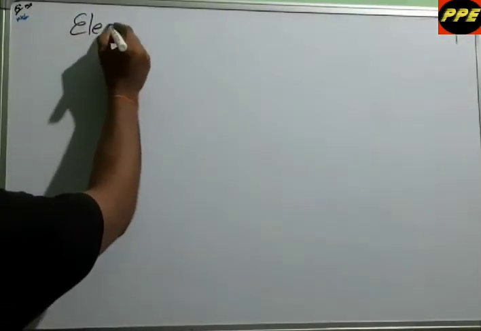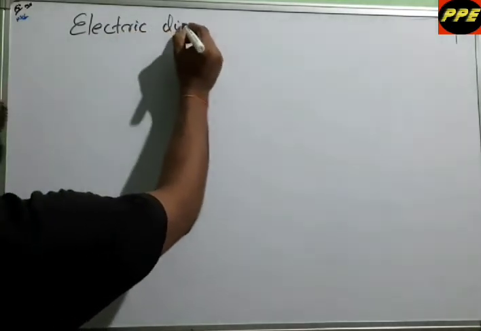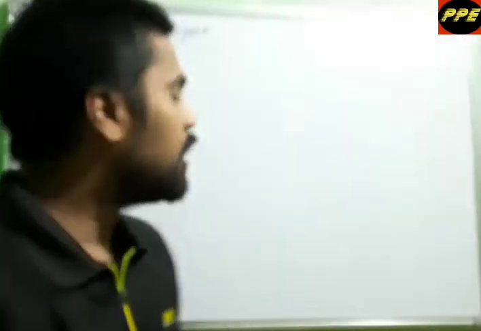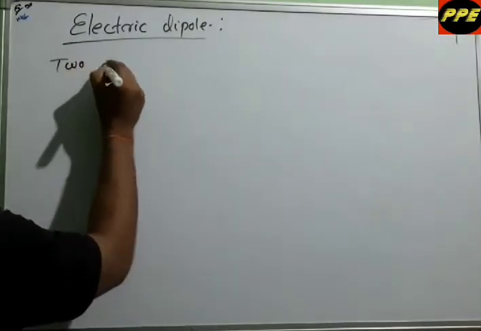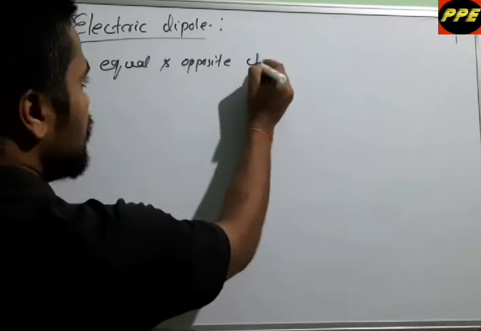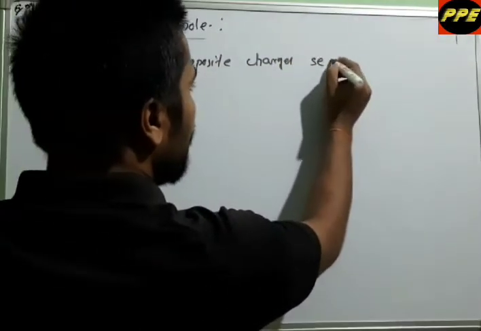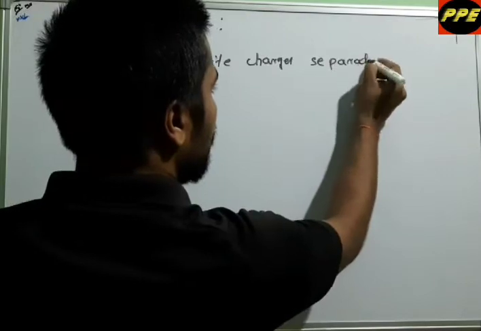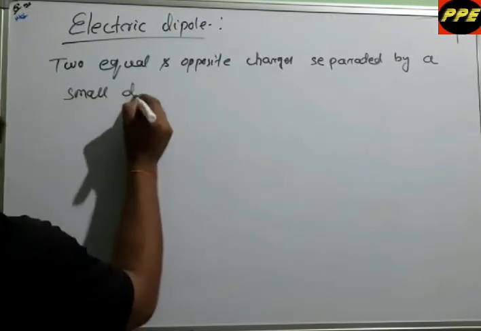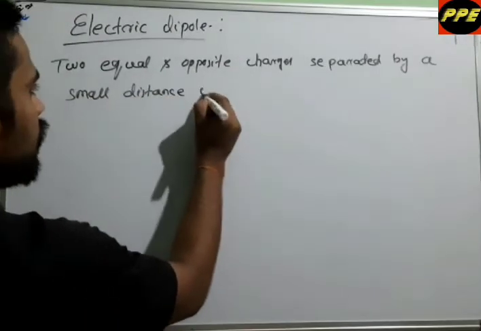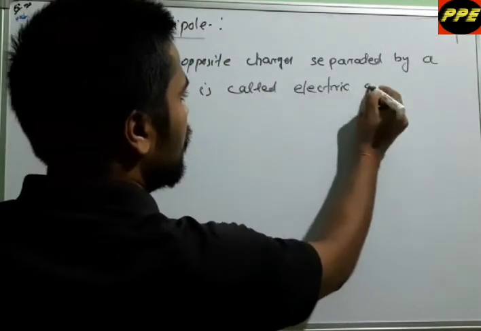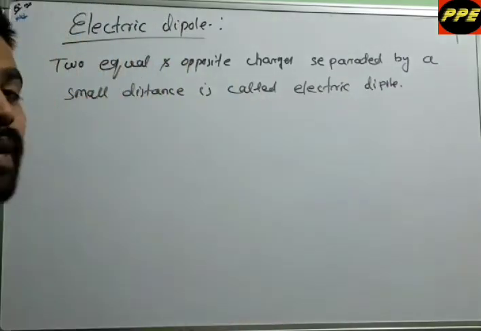Heading, write down: electric dipole. So write down the definition. Two equal and opposite charges separated by a small distance is called an electric dipole. Okay, that is the definition of electric dipole.